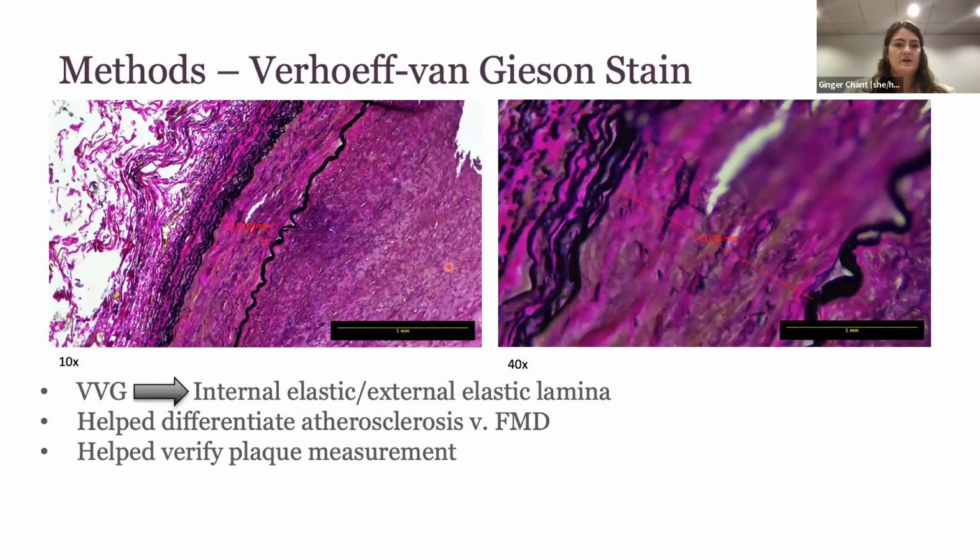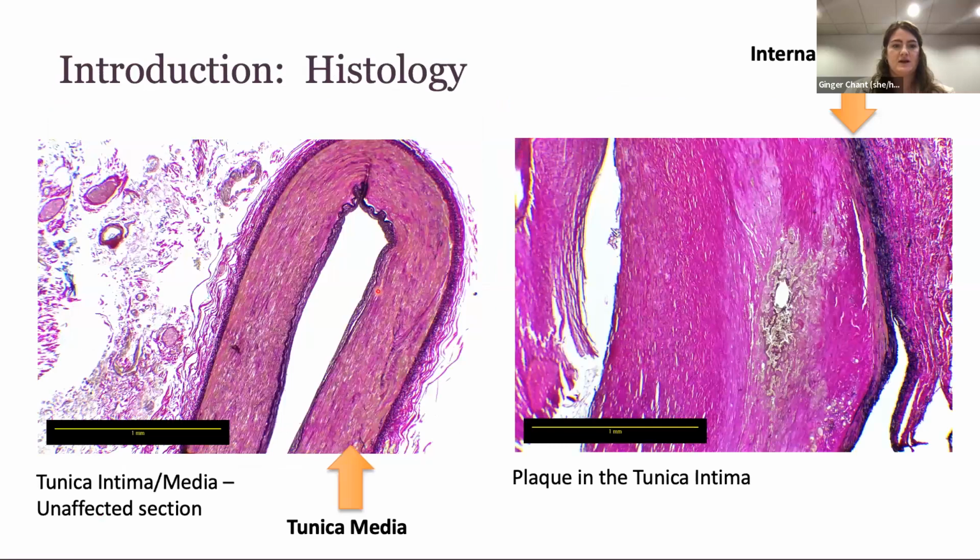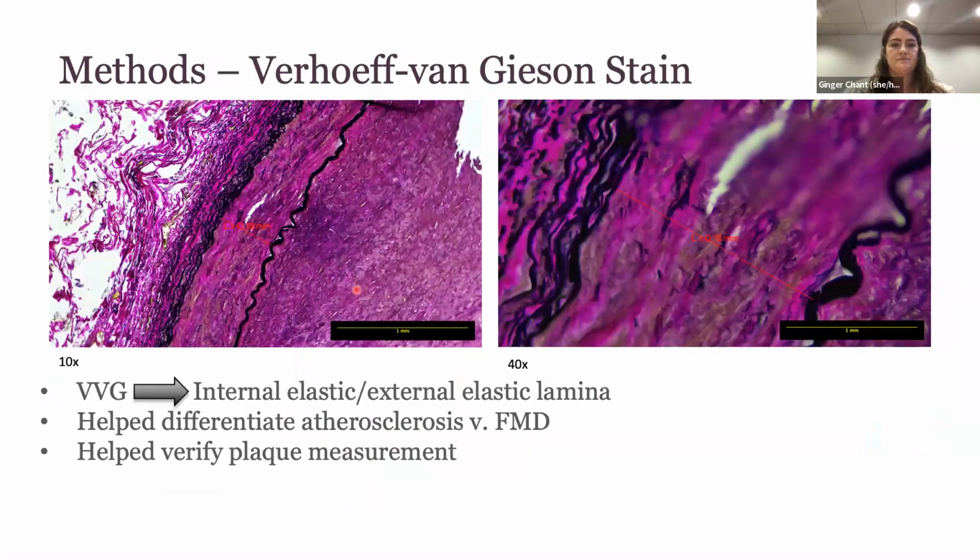So as I was mentioning with the Verhoeven-Giessen stain, it really highlights the internal and external elastic lamina. So we have those 2 dark lines, and in between them is the tunica media. This was taken from a sample that did have plaque on it. So all of this is plaque that shouldn't be there in a healthy artery, as we see in this previous slide where there's nothing on top of that internal elastic lamina.